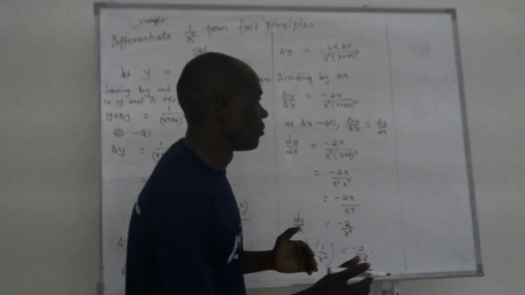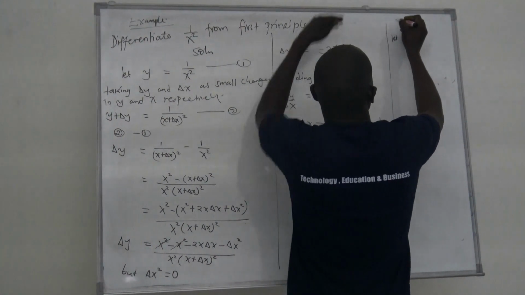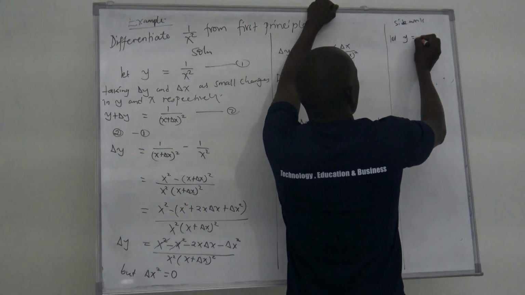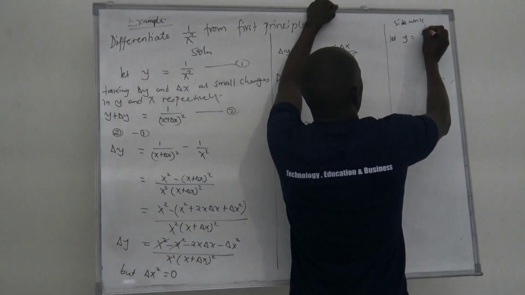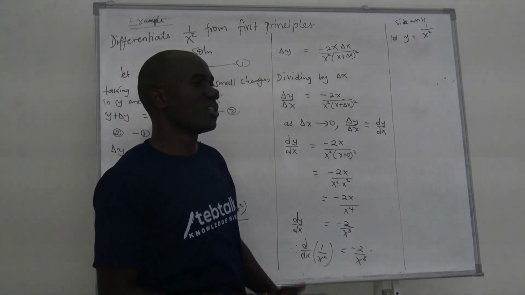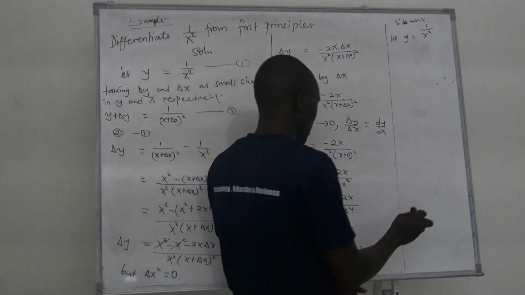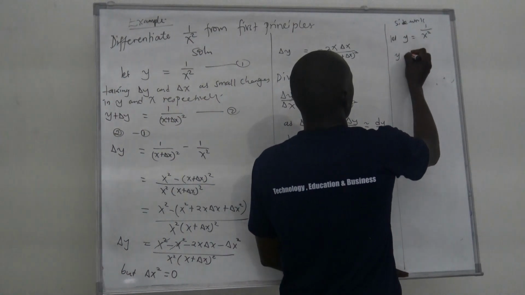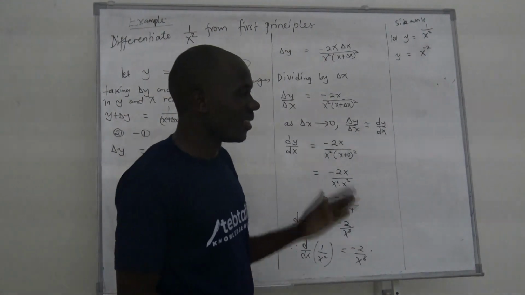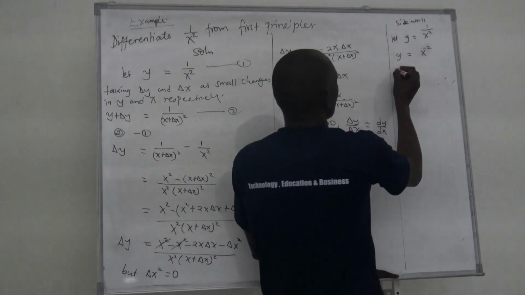So manually, if you're going to say manually, let this be side work. Let y equals 1 over x squared. I said you never differentiate when the number is down. Take it up, and when you take it up, it becomes negative. So y equals x to the negative 2. You see? Then you connect.